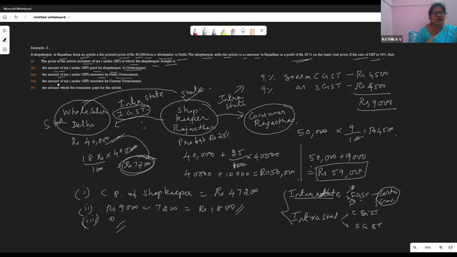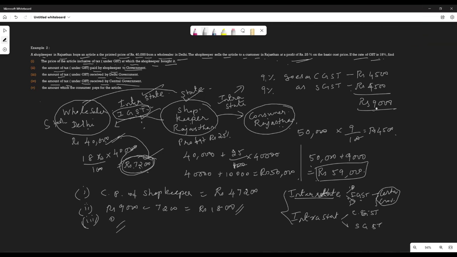Next, the fourth question: the amount of tax under GST received by the central government. So how much amount does the central government finally receive? Madam, 7,200 plus 4,500, that is 7 plus 4, 11, 11,700, correct? Sir, the question is the amount of tax received by the central government. For the same goods, it is sent to the central government once. This is 7,200 only, which we call GST here.